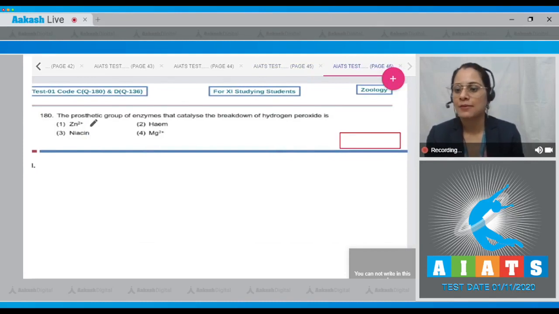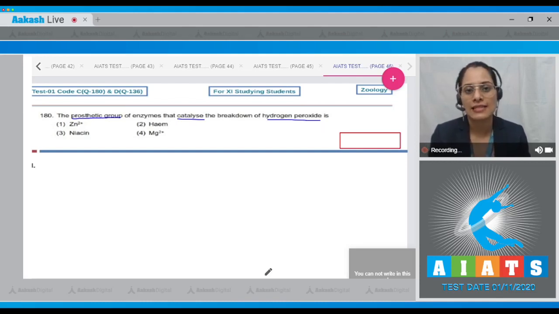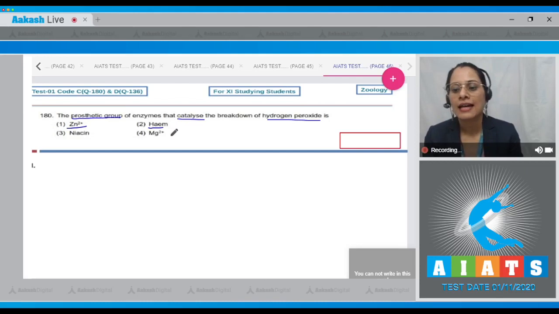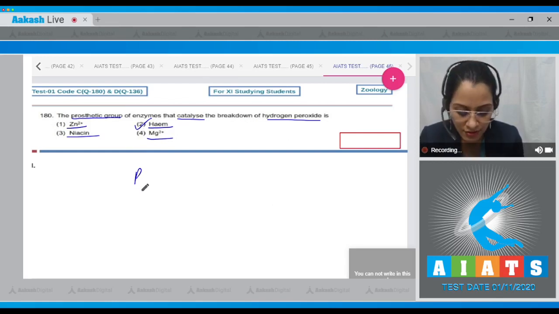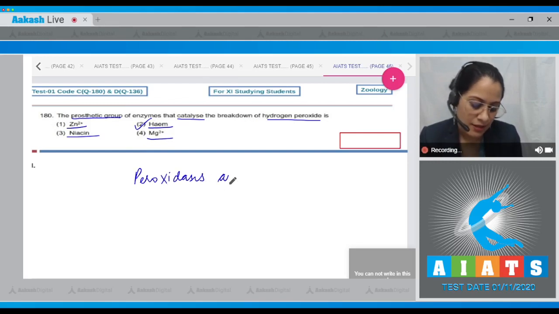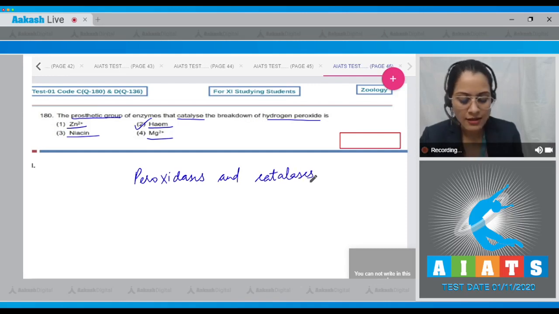Question number 180. The prosthetic group of enzymes that catalyze the breakdown of hydrogen peroxide is, and the options are zinc, heme, niacin, magnesium. And the correct answer to this question is option number 2, heme. Heme is a prosthetic group of peroxidases and catalases. Peroxidases catalyze this reaction, so the correct answer is option number 2.